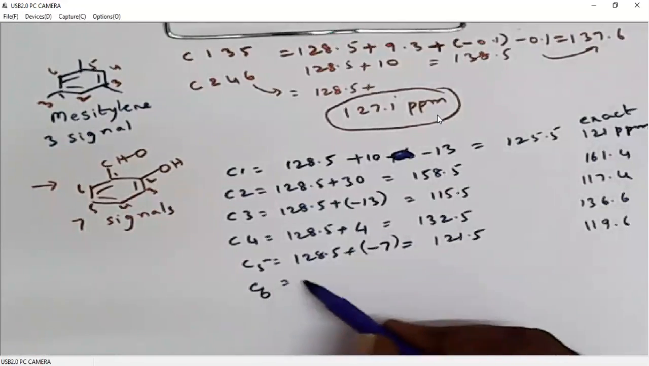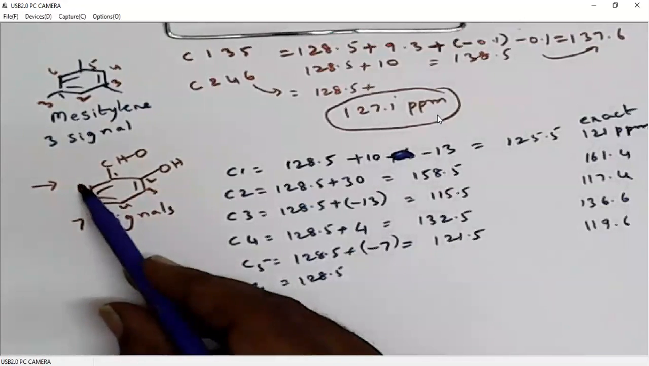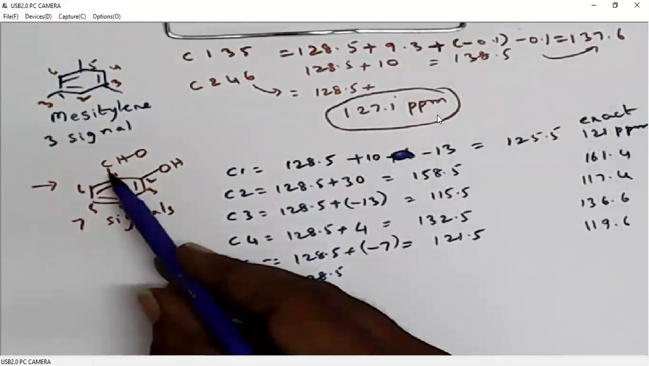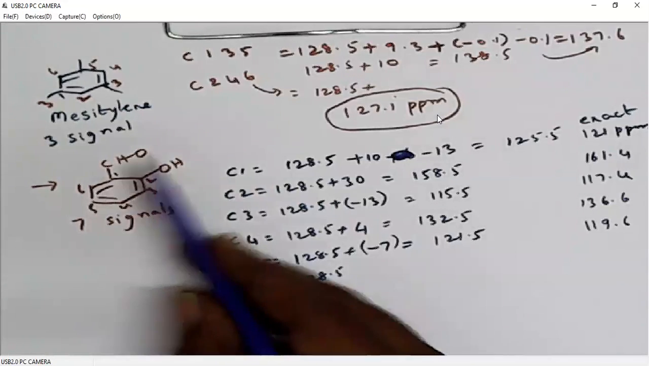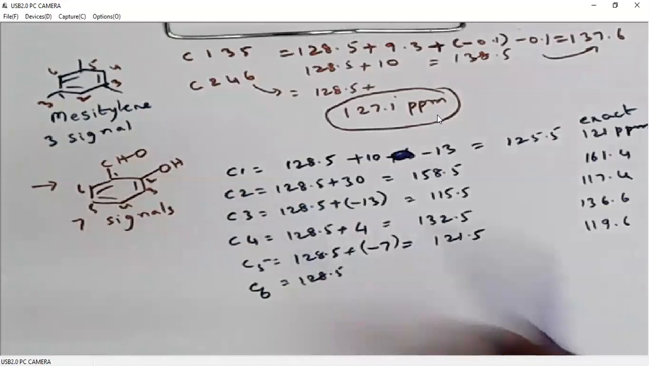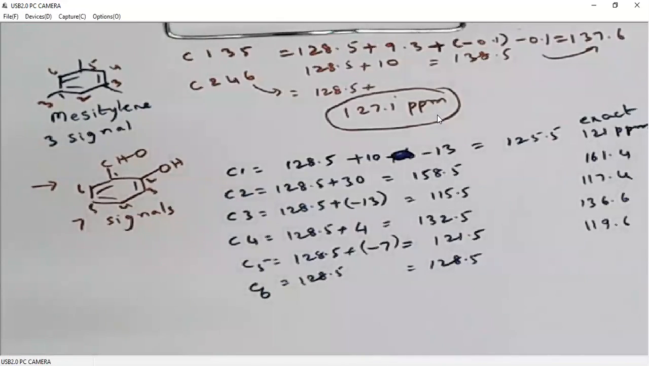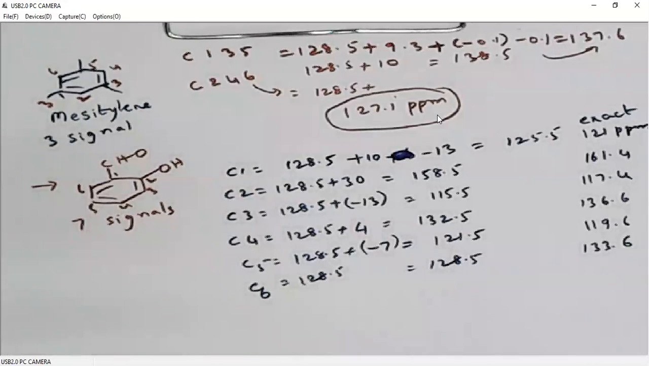For C6 it is 128.5. We don't have any substituent at C6. Alpha, ortho, meta, para, we don't have on this side. On this side we have ortho aldehyde. Aldehyde at alpha and para we will consider. Ortho we don't consider, leave it. OH meta we will not consider, leave it. So the resultant is 128.5 and the exact value is 133.6. So that means with the shortcut we are almost there. This is enough for us from the exam point of view.